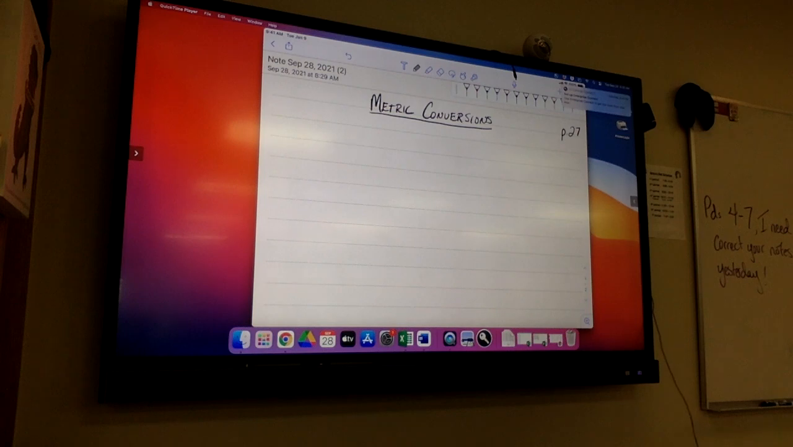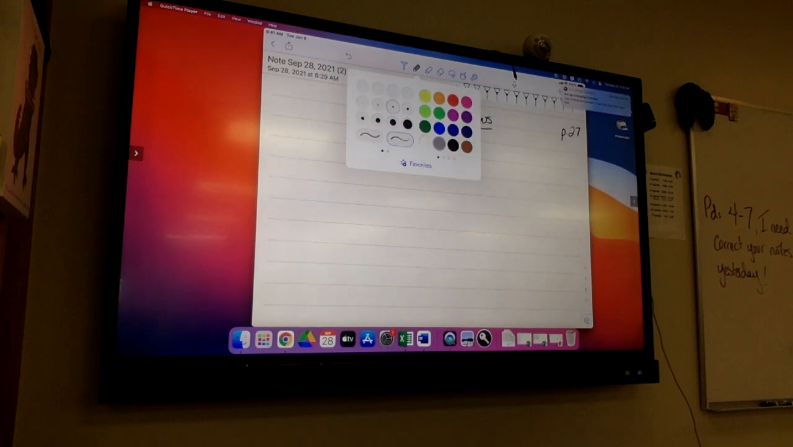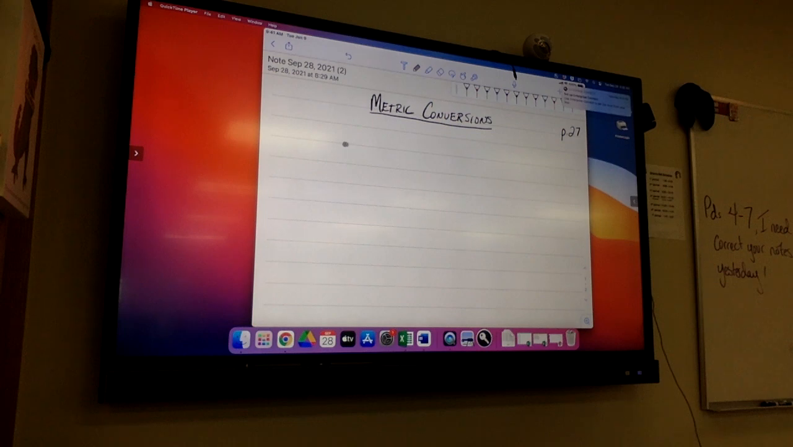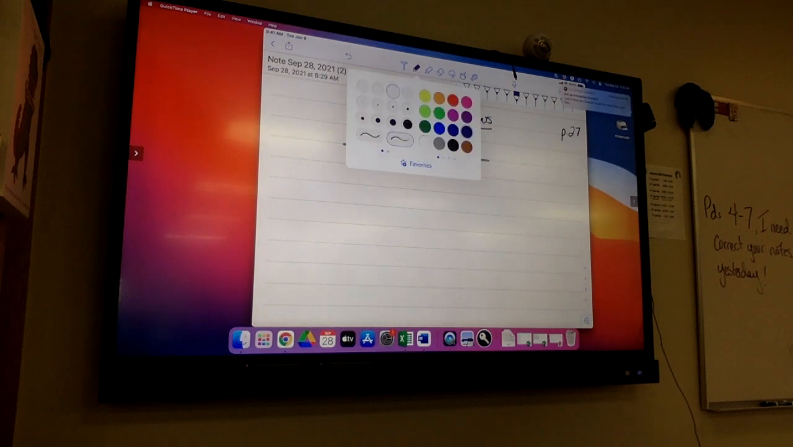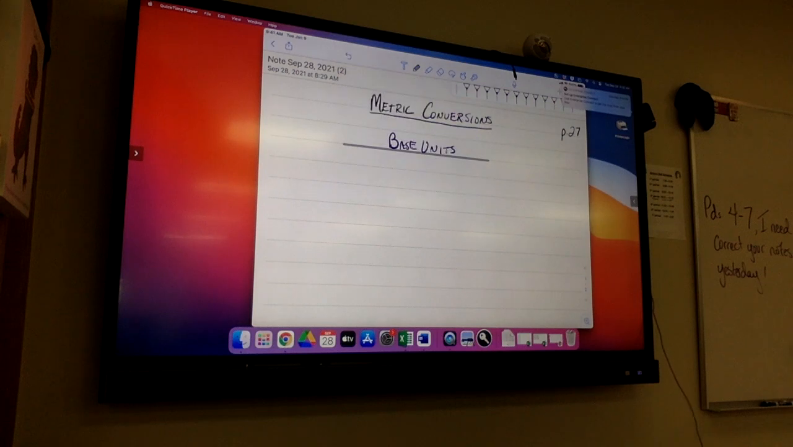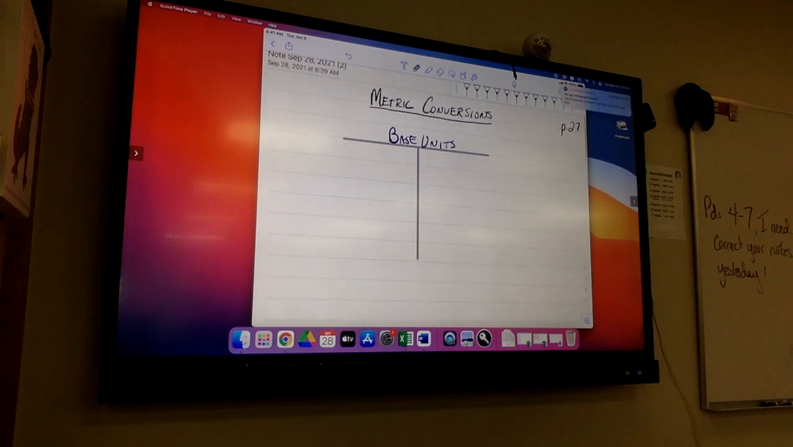All right, so the first thing we're going to do is make a little table for your base units. The metric system base unit for mass is gram, and it's abbreviated lowercase g.